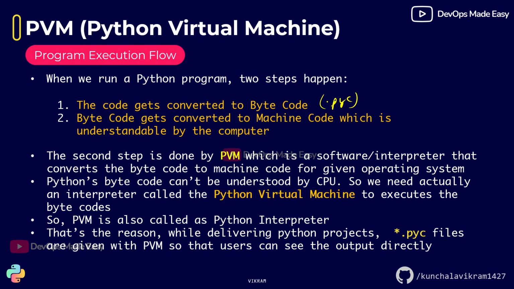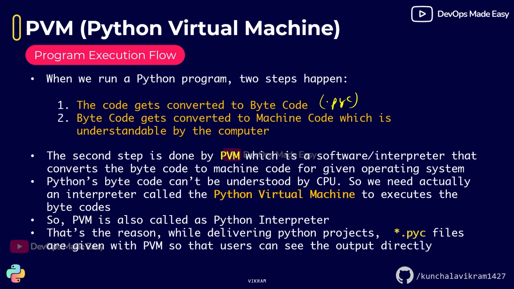When we run a Python program, two steps happen. In the first step, the code gets converted into bytecode, which is of the format .pyc, and which cannot be understood by the CPU. In the next step, the bytecode gets converted into machine code which is understood by the computer. The second step is done by the PVM, also known as the interpreter in the case of Python, which converts your bytecode into machine code for the given operating system.